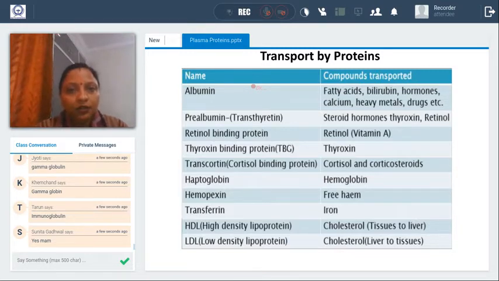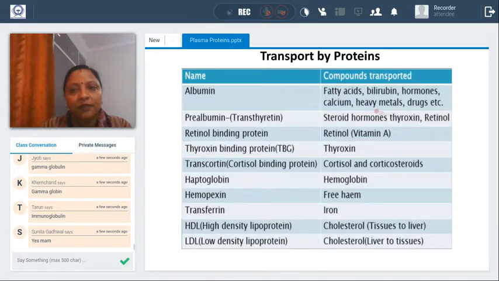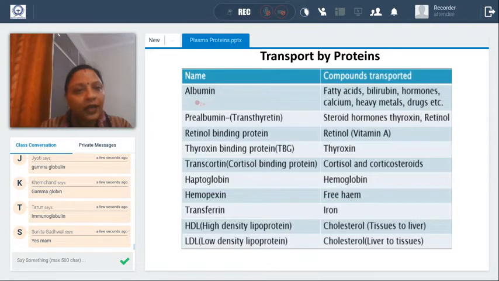Major function is transport of various compounds by plasma proteins, like fatty acids, bilirubin, hormones, calcium, heavy metals, drugs, etc. are transported by albumin. Thyroxine, you all know, is transported by prealbumin, or we can say transthyretin. Retinol, vitamin A, is transported by retinol binding protein. Thyroxine again is transported by thyroxine binding globulin, that is TBG. Cortisol and corticosteroids are transported by transcortin. This is also called cortisol binding protein.